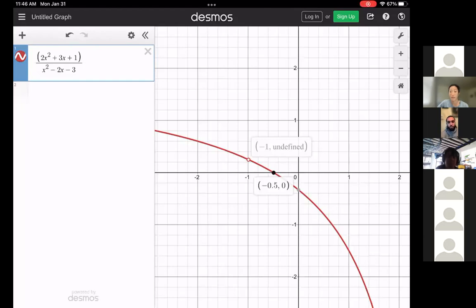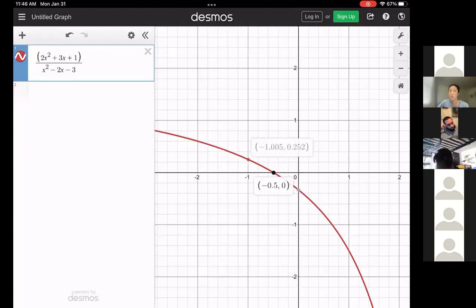So if you graph it on Desmos, and you can use a graphing calculator too, but I think it's a little clunkier to navigate. If you see -1 comma undefined, that's telling you there's a hole right there. And in fact, when you hover right over it, they give you an open circle to look at.